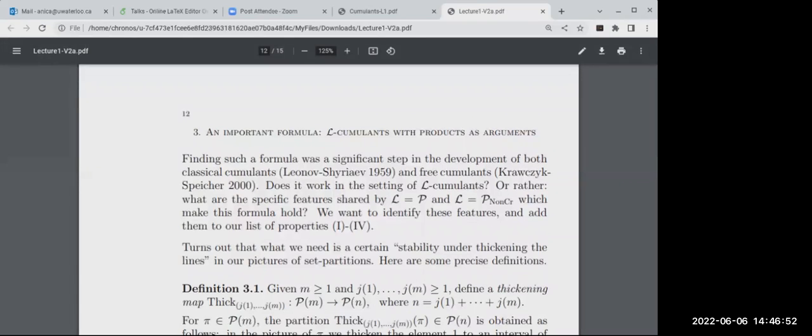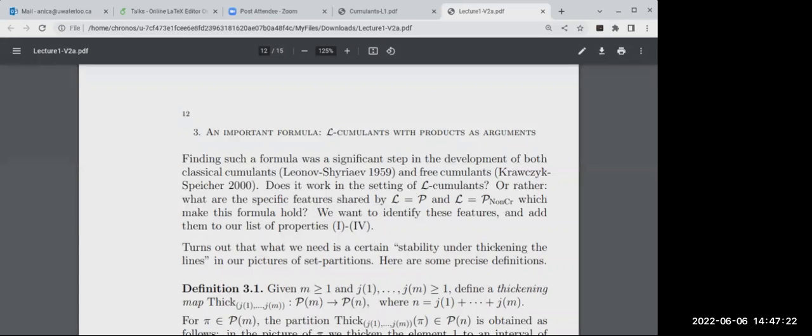This is a very nice thing which I wanted to show you. Both for classical and for free cumulants, and also for Boolean cumulants, but that's not really much of an issue, there is this super important formula for how you handle cumulants where the arguments of the cumulant are products. That's really fundamental for calculation.